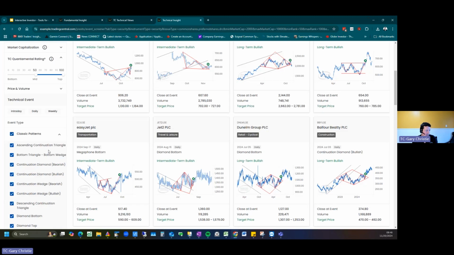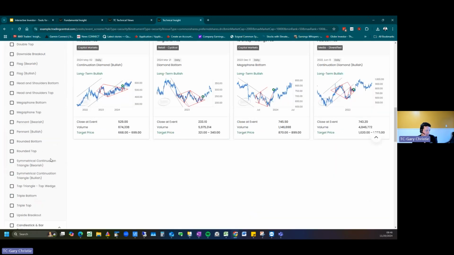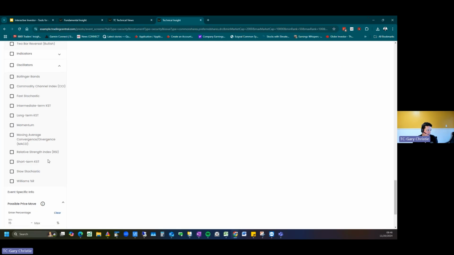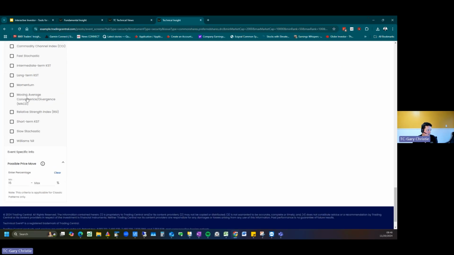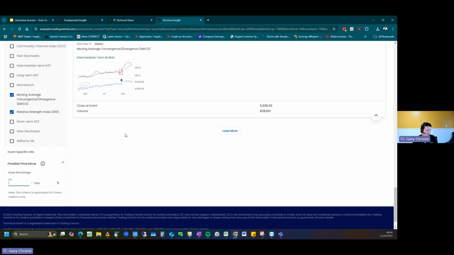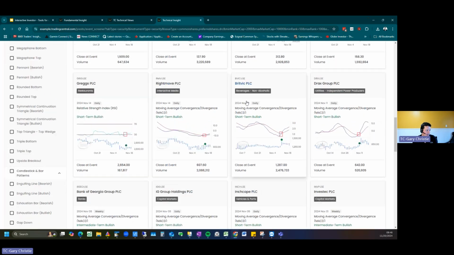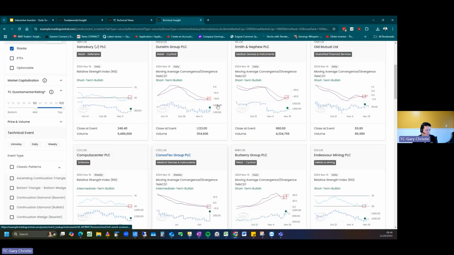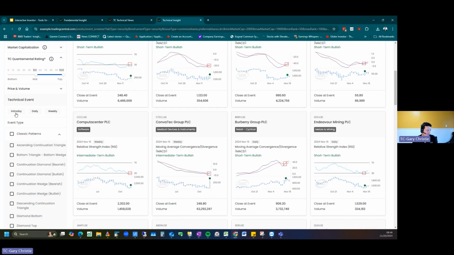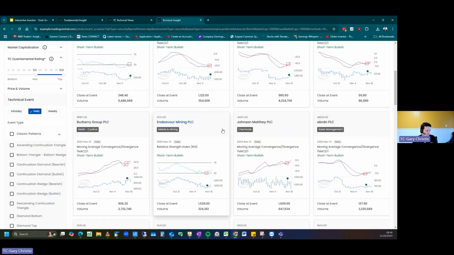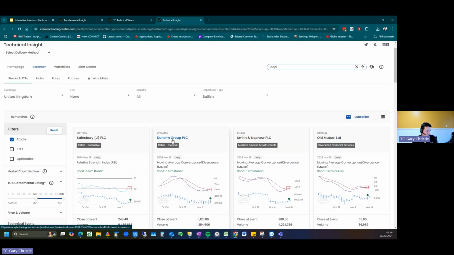I can quickly change that, right? And take off classic patterns, and I can go ahead, this is how fast it is. I can go ahead and look at something like moving average and RSI, a clear possible price move, doesn't work. And I can look at these ones now. So maybe I want to look at oscillators only, and maybe because I want to use daily, shorter term time frame. There we go. So I have a bunch of new ideas right here on breakouts and oscillators.